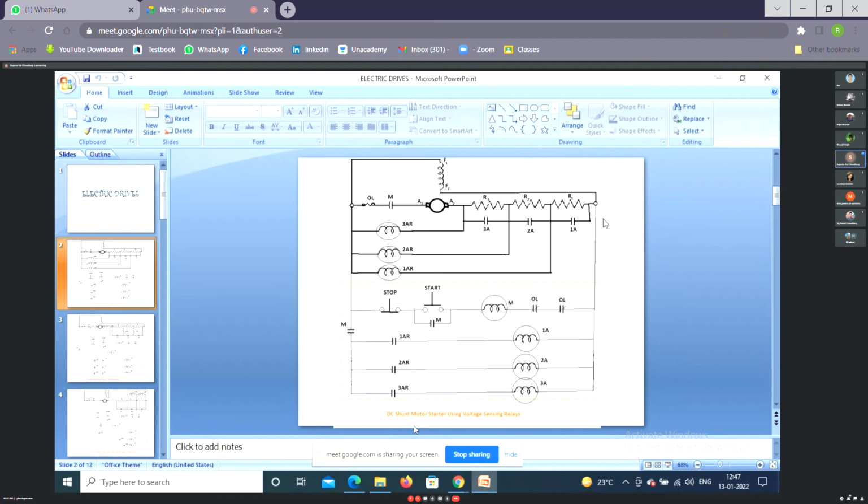So the operation is similar to the 4-point starter or 3-point starter you have studied. Only that instead of that manual starter, now we have an automatic starter, so that we only have to push the start button and the whole process is taken up by the starter itself.